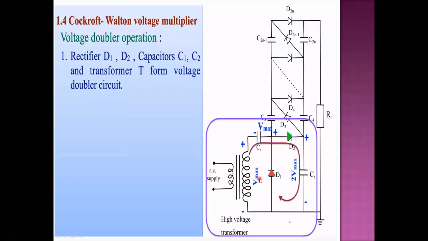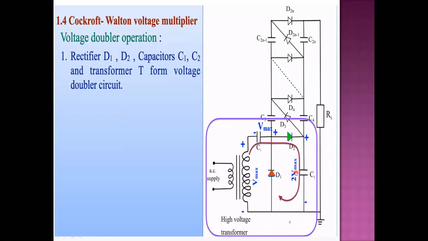During the positive half cycle, here is low potential, so diode D1 is reverse biased under the low potential condition, and D2 is forward biased. So the current charges capacitor C2 in this manner. That's why we are getting 2V maximum, double the supply voltage. Here V maximum, here V maximum, so you get 2V maximum like this.